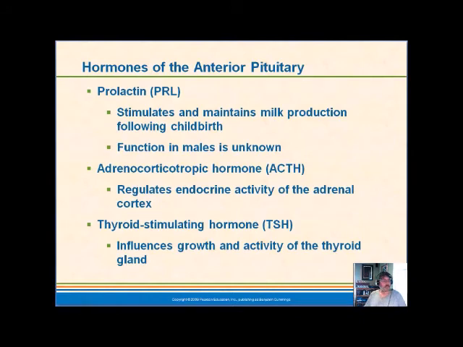Other hormones of the anterior pituitary include prolactin, which stimulates and maintains milk production following childbirth. It's made for males, but we really don't know what it does in males. We have adrenocorticotropic hormone, or ACTH, which regulates endocrine activity of the adrenal cortex. And then we have thyroid stimulating hormone, which influences growth and activity of the thyroid gland.